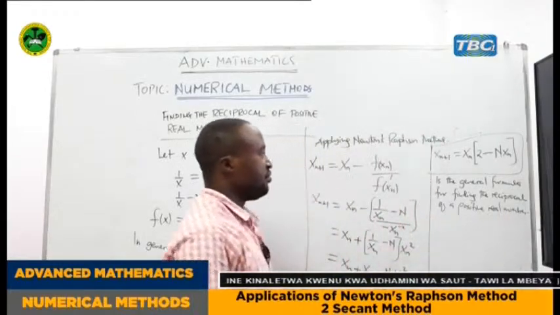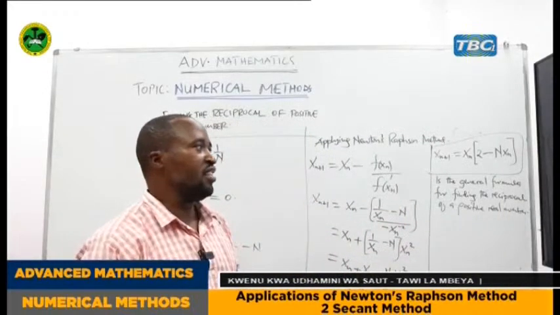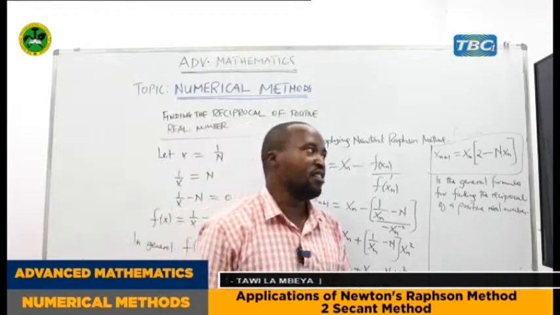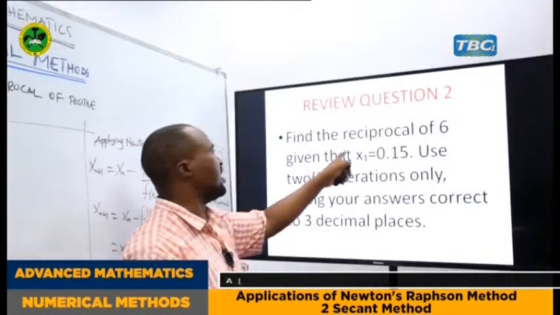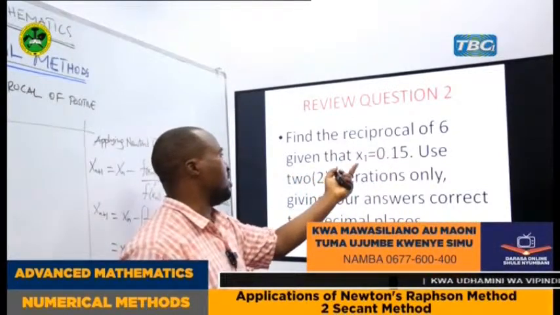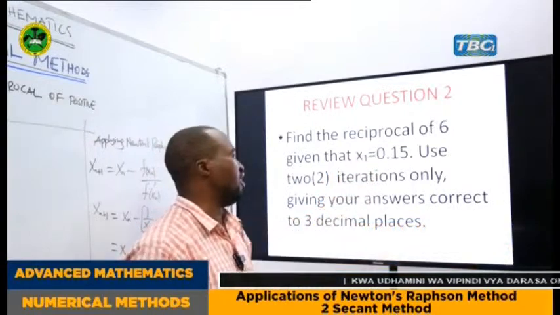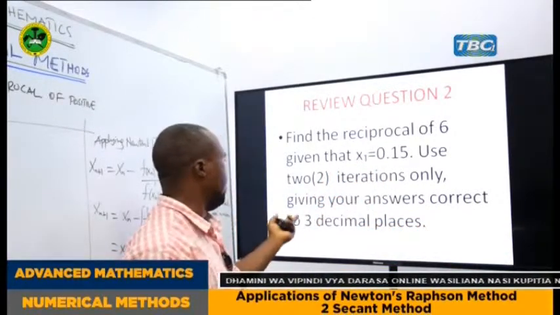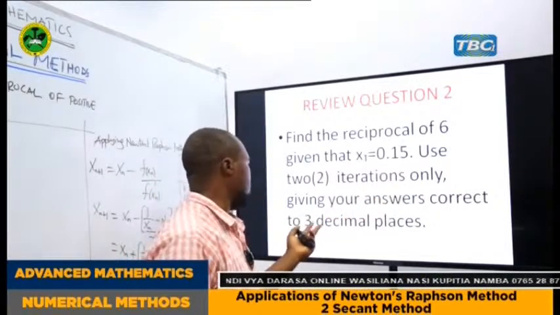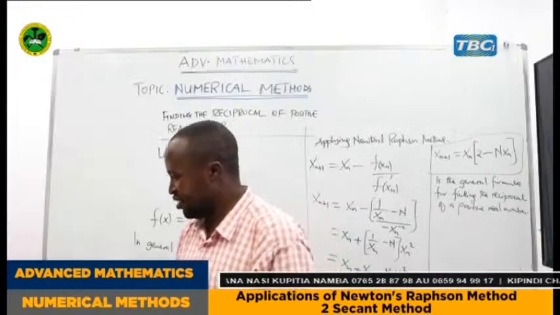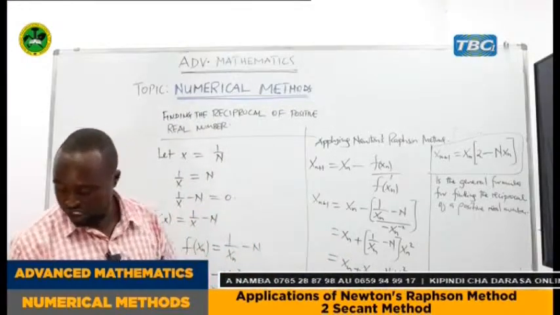Okay. Now let us see a question, review question 2, which says find the reciprocal of 6 given that x1 is equal to 0.15. Use 2 iterations only and give your answers correct to 3 decimal places. So we have a question.